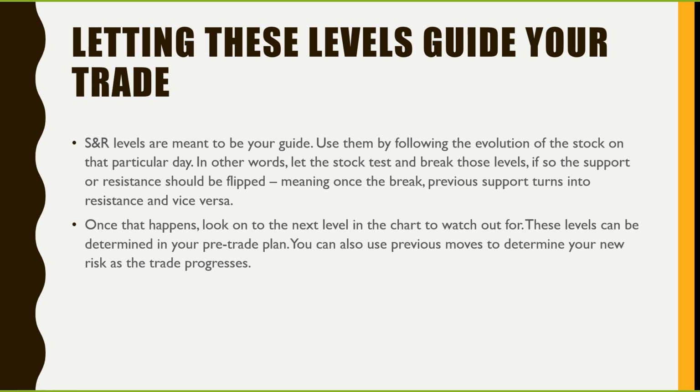Alright, so like this says, letting these levels guide your trade. So support and resistance levels are meant to be your guide, and you use them by following the evolution of the stock on that particular day. In other words, you let the stock test and break those levels. If so, the support or resistance should be flipped, meaning once they break, previous support turns into resistance and vice versa. And once that happens, you look on to the next level in the chart to watch out for. And these levels can be determined in your pre-trade plan, but you can also use previous moves to determine your new risk as the trade progresses.